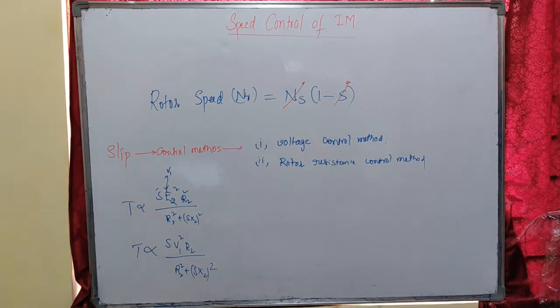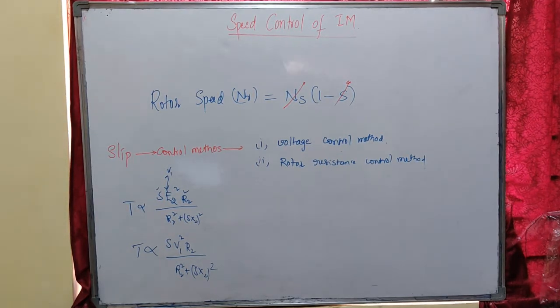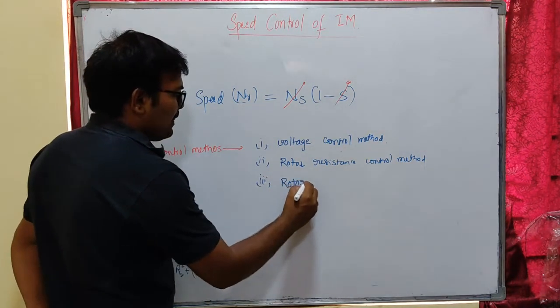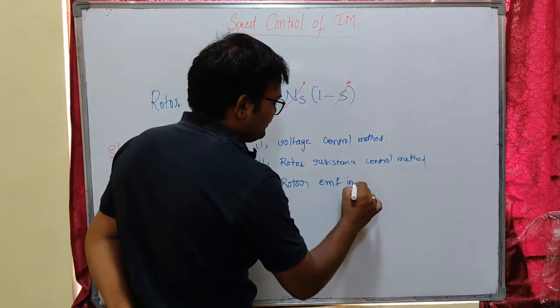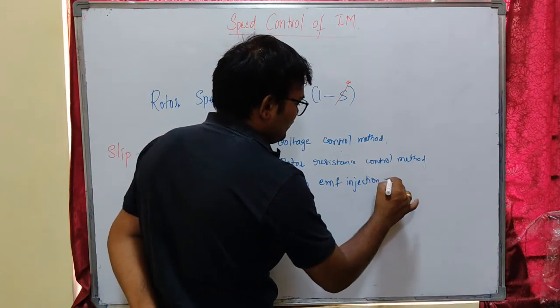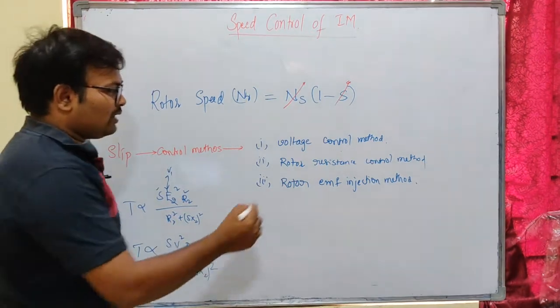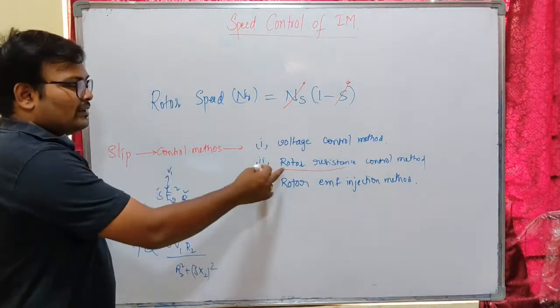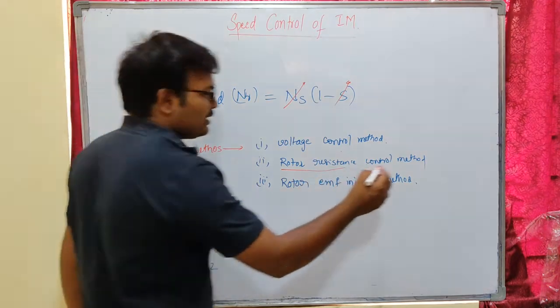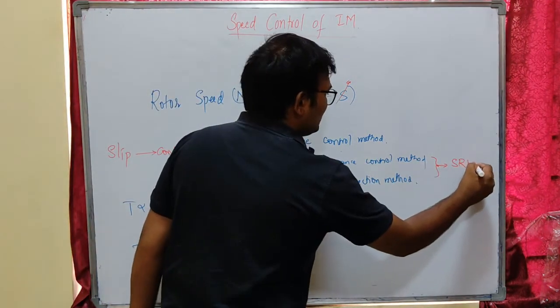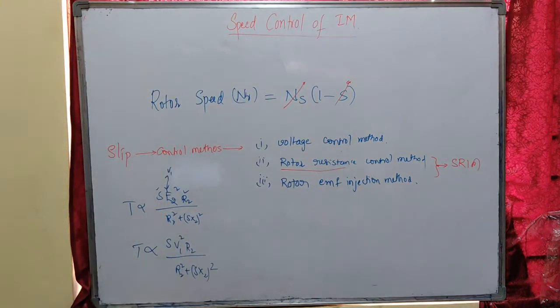Let us see another control method, that is rotor EMF injection, by injecting some EMF into the rotor. You know that these methods are possible only in a slip ring induction motor. Rotor resistance control, that means adding some resistance to the rotor, is possible in a slip ring induction motor, and rotor EMF injection is also possible in a slip ring induction motor. These three are the slip control methods.